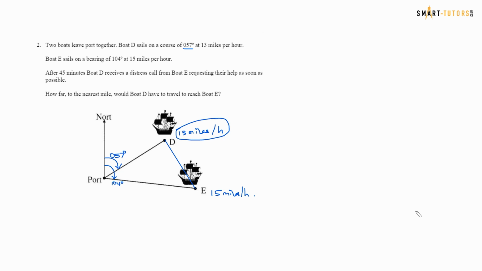There's an equation related to this. A triangle you can apply here. Speed equals distance over time. Distance equals speed times time. So the speed is 13 miles per hour. They traveled for 45 minutes, which is 3/4 of an hour.